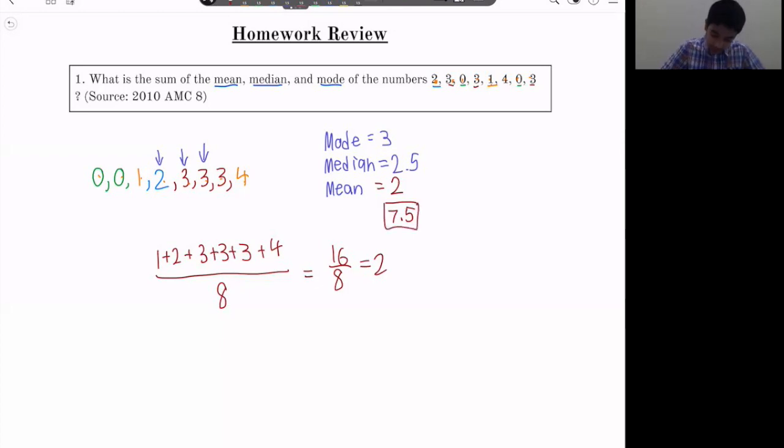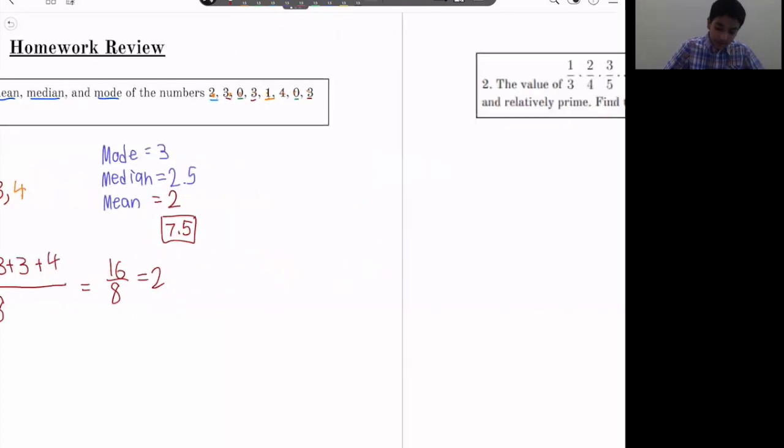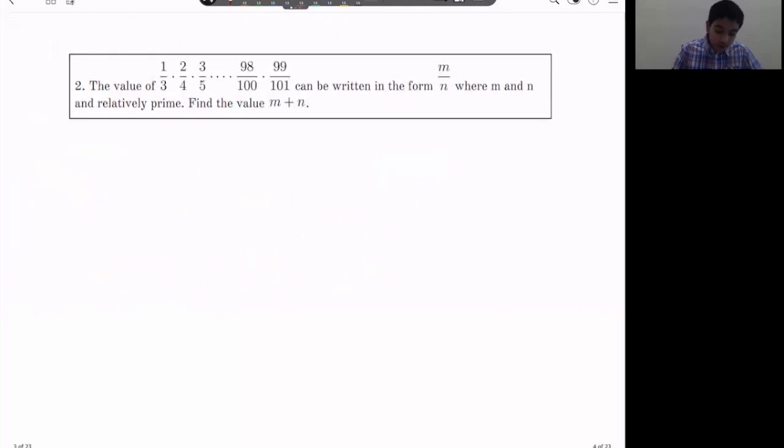This is the answer. So now we'll move on to number 2. The value of 1 over 3 times 2 over 4 times 3 over 5 dot dot dot 98 over 100 times 99 over 101 can be written in the form m over n. This is a long expression. And where m and n are relatively prime. Find the value of m plus n.